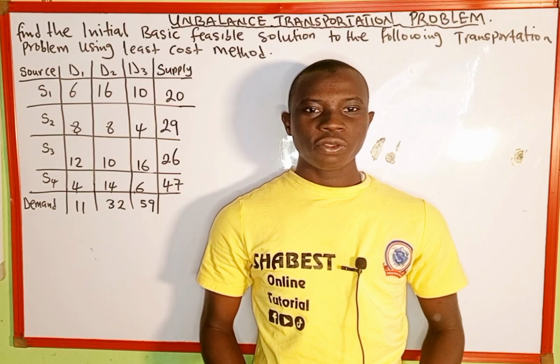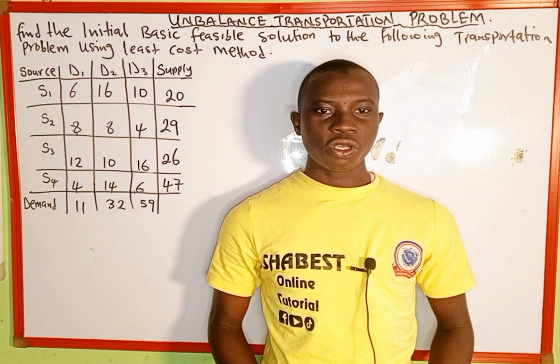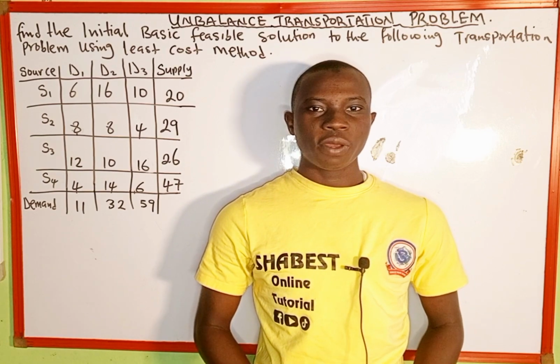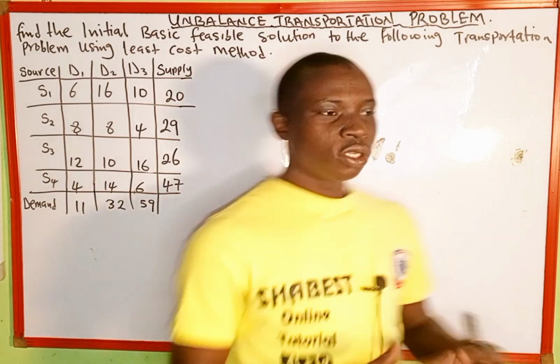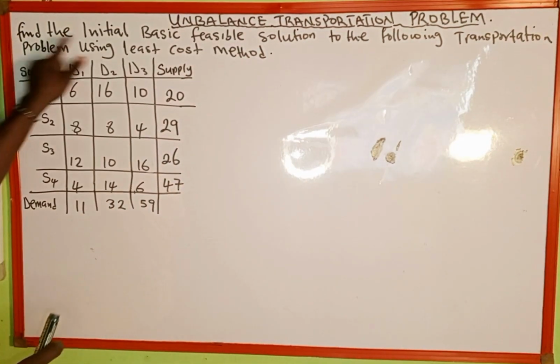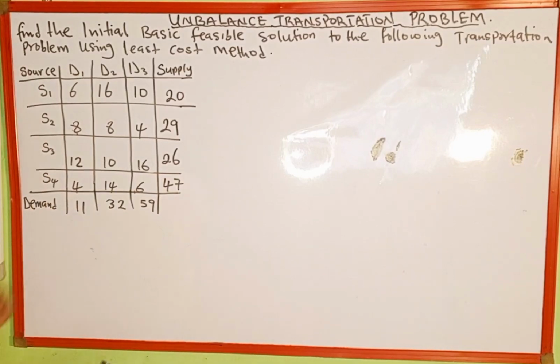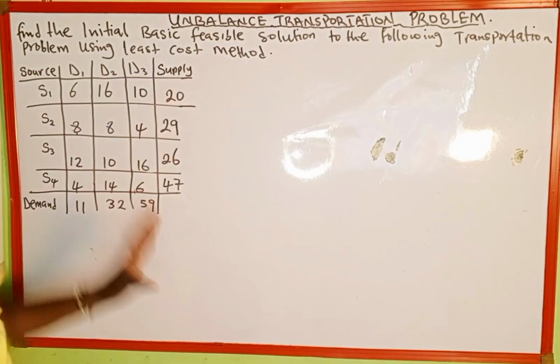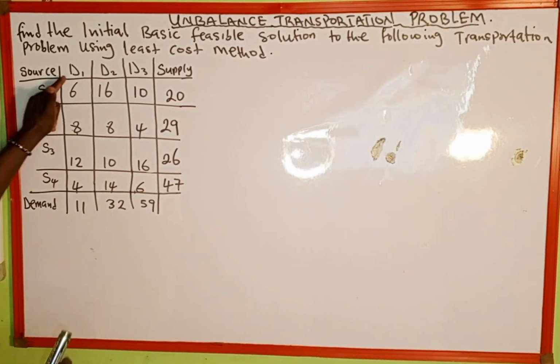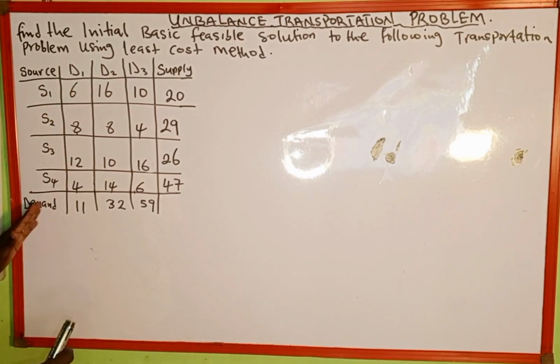In today's tutorial, we're going to learn how to find the initial basic feasible solution of an unbalanced transportation problem using the least cost method. So the question on the board reads: find the initial basic feasible solution of the following transportation problem using least cost method. And here is the destination. We have 3 demands and 4 supplies.